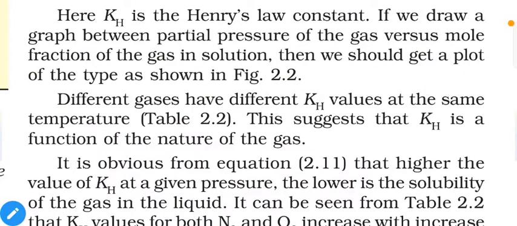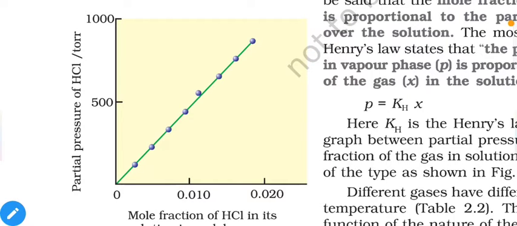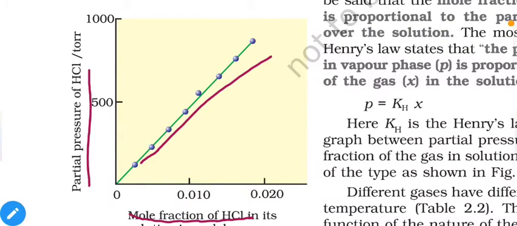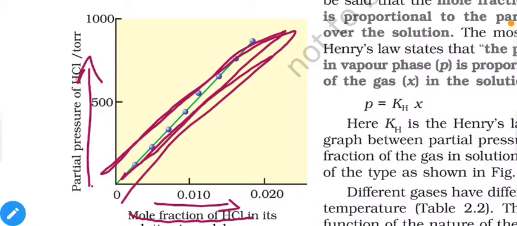If we draw a graph between the partial pressure of gas versus mole fraction of the gas in solution, then we should get a plot of the type shown in figure 2.2. And because they are proportional, you will get this type of straight line graph. So we have mole fraction here and partial pressure here. As we increase the partial pressure on the y-axis, mole fraction of gas will also increase, and they are proportional. That's why we are getting a straight line graph.